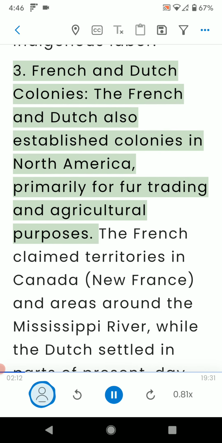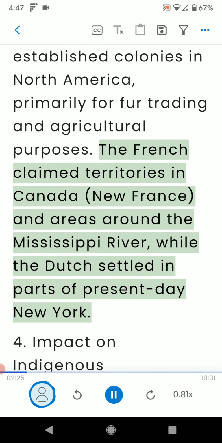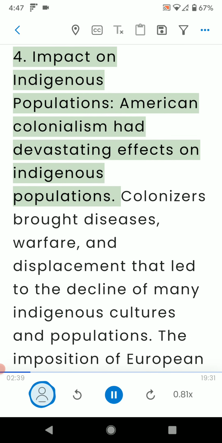3. French and Dutch colonies. The French and Dutch also established colonies in North America, primarily for fur trading and agricultural purposes. The French claimed territories in Canada and areas around the Mississippi River, while the Dutch settled in parts of present-day New York. 4. Impact on indigenous populations.